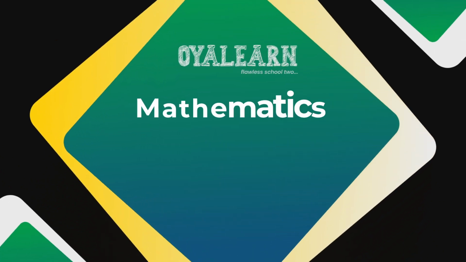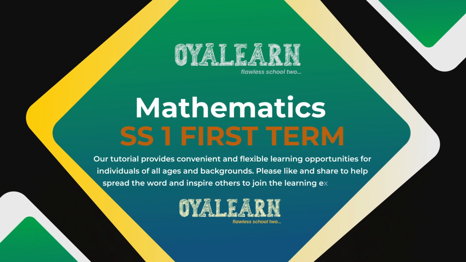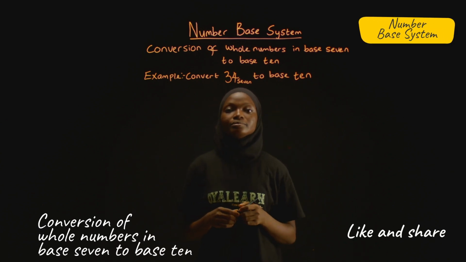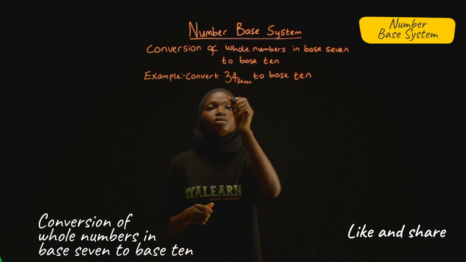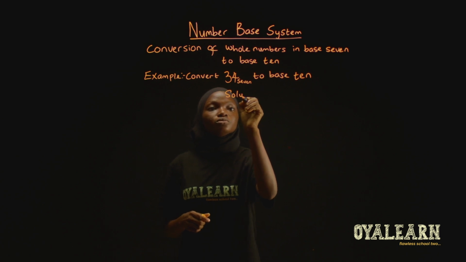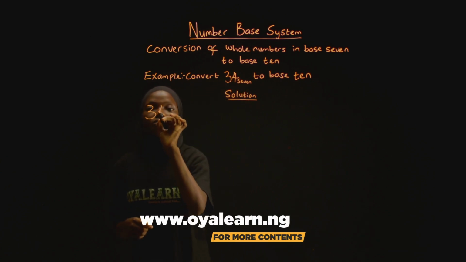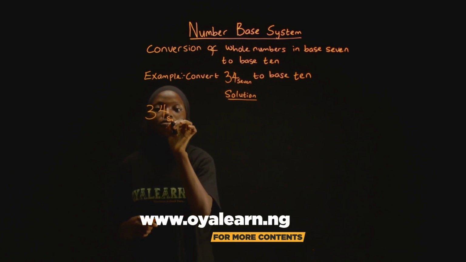Here is another example on all numbers in base 7, and we have to convert this to base 10. Solution. You write out the number 3, 4, base 7.